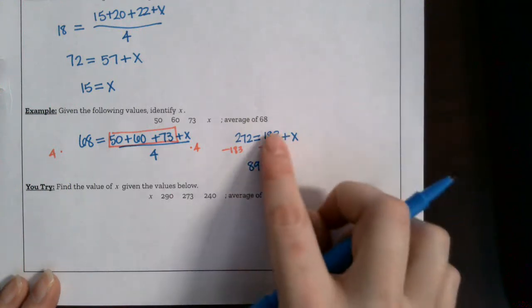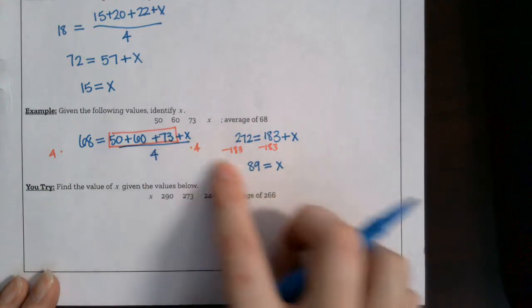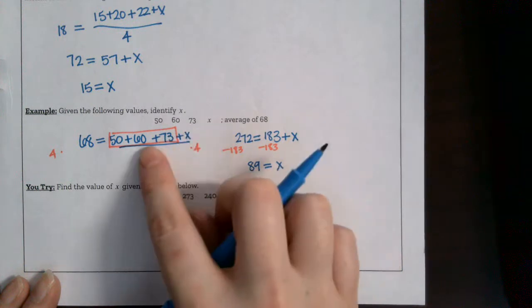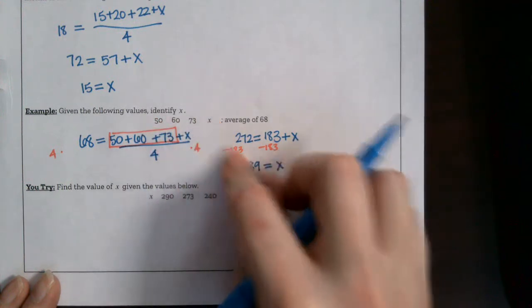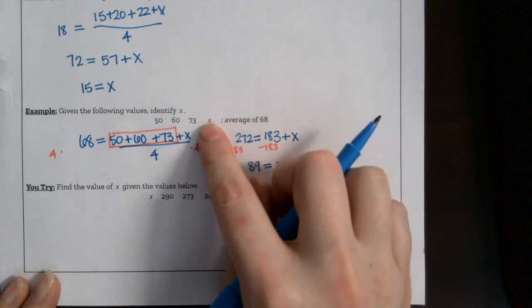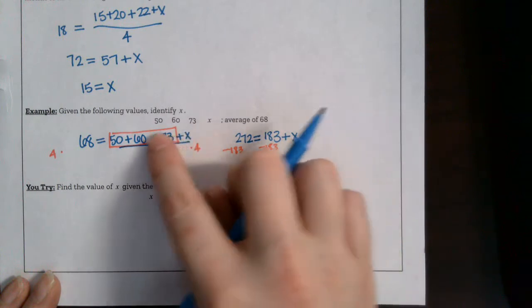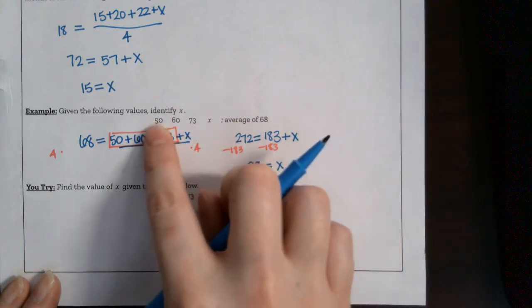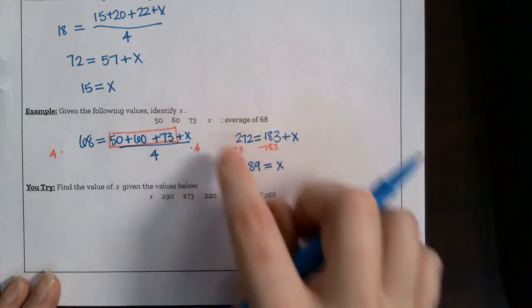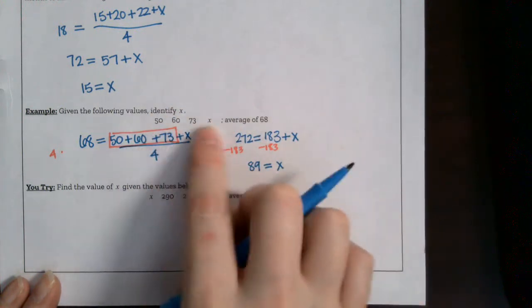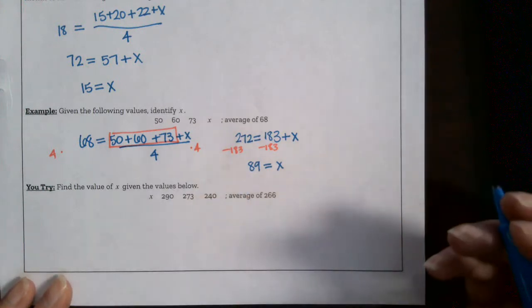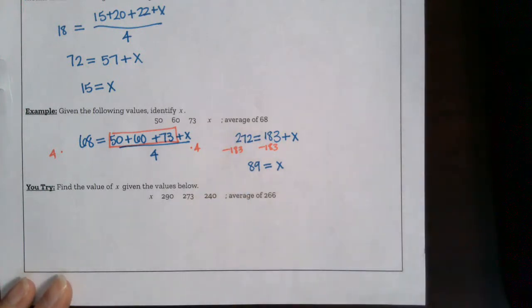It's pretty easy to check your work as well on these. So 89 doesn't seem like an unrealistic number to be in this data set. So 50, 60, 73, 89, that seems fine. However, if you have something that's like 700 something, that seems a little insane. So it's kind of easy to see if you made a mistake here just by comparing it to the other numbers. So again, why don't you do this last one, pause the video, and then unpause when you're ready.